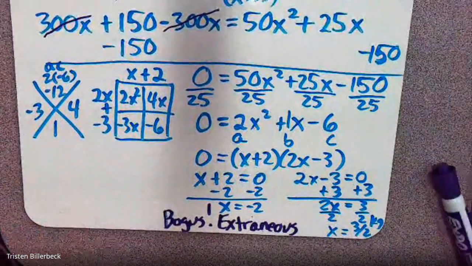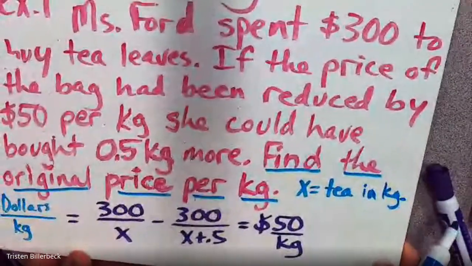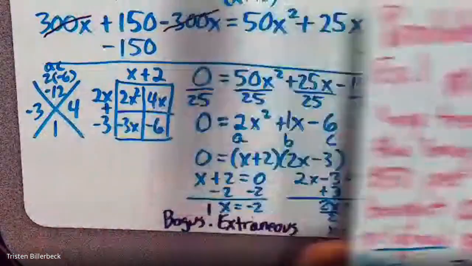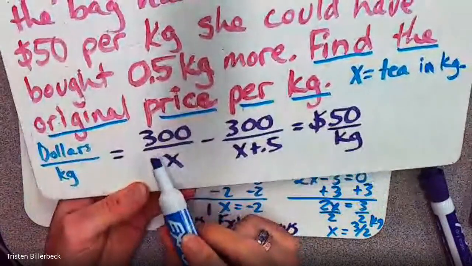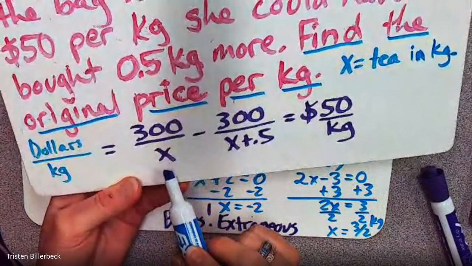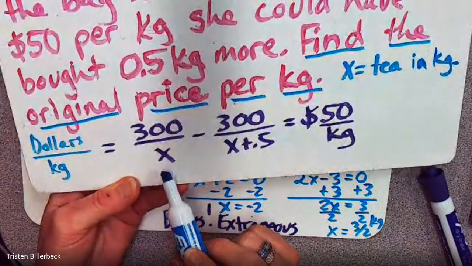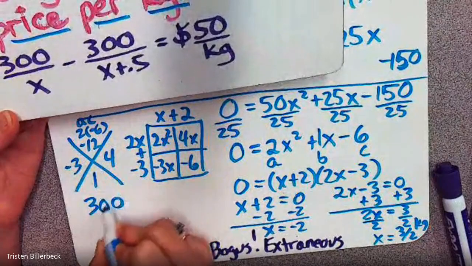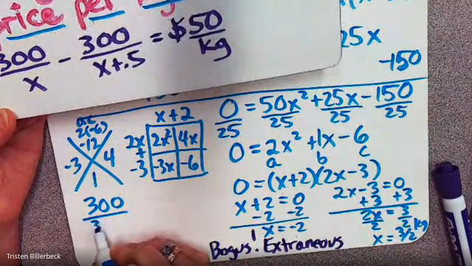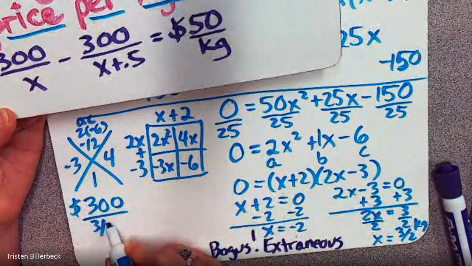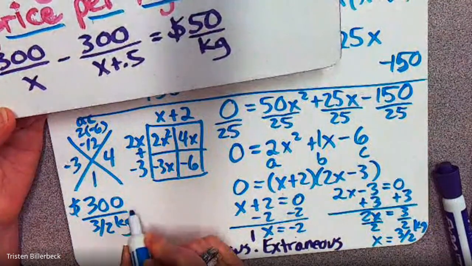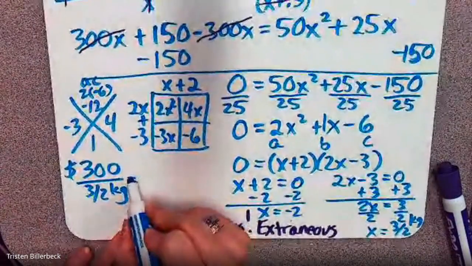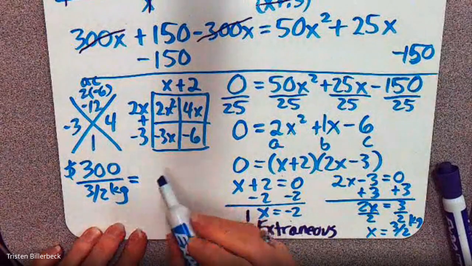But did I answer the question? Look, it says find the original price per kilogram. I have not answered the question. I cannot stop. So I look at, oh, hey, here's the original $300, and that's what I'm trying to find. Hey, what if I take the original money that I had and divide it by the 3 halves kilograms that I originally bought, and I can get the original price and answer the question the way it was supposed to be answered.